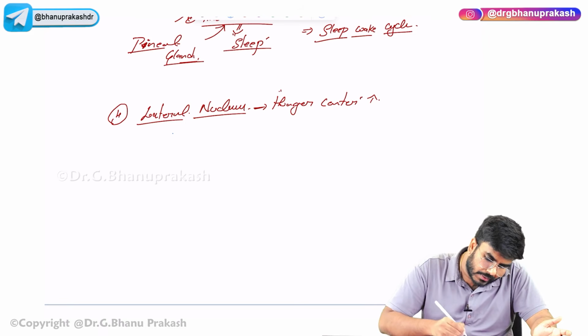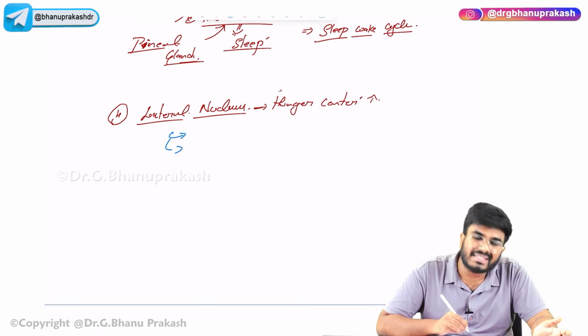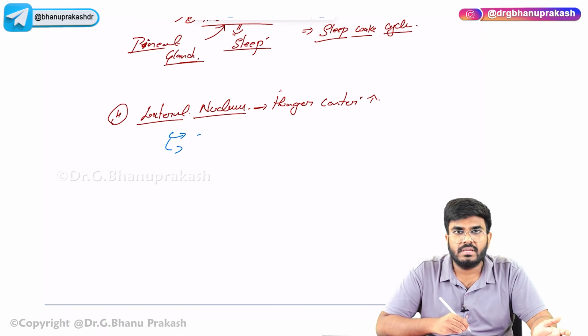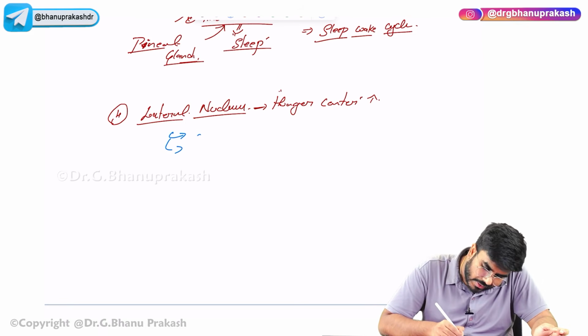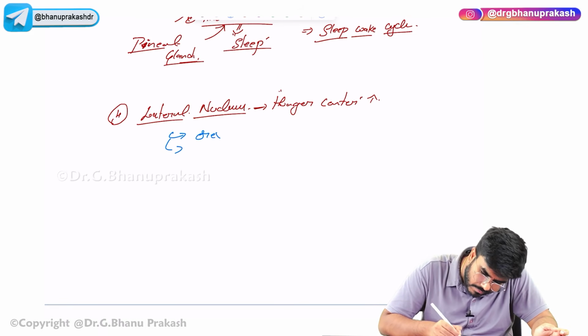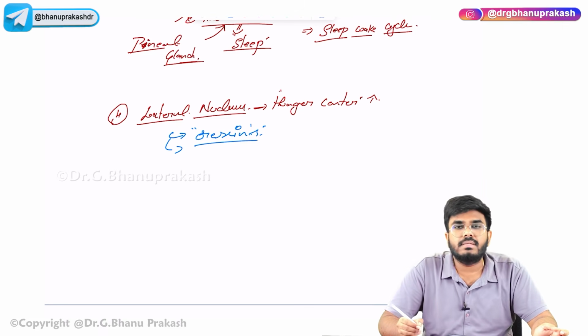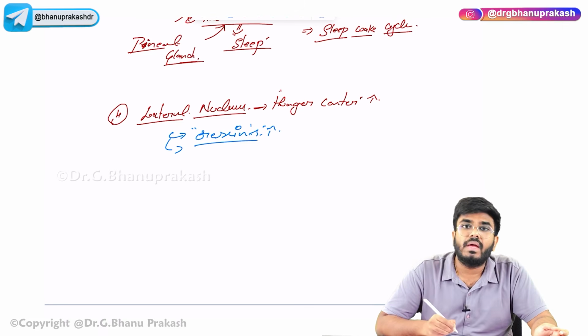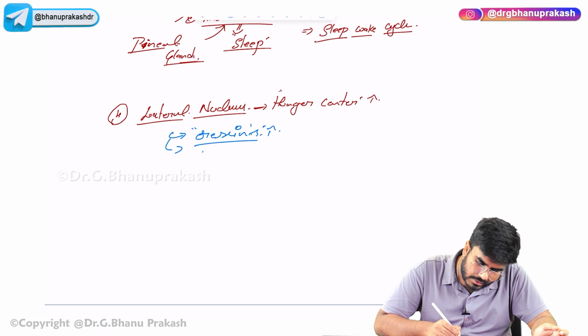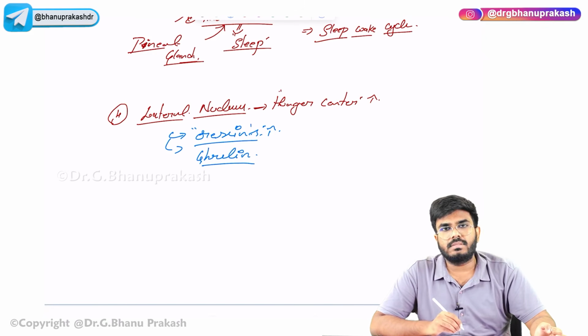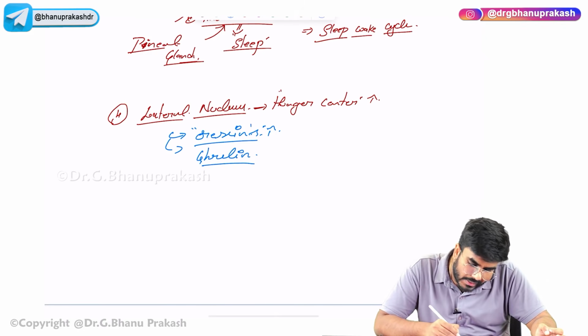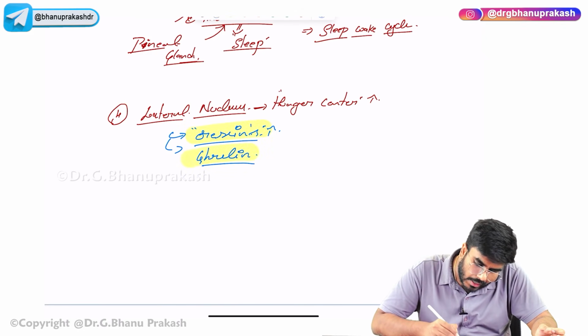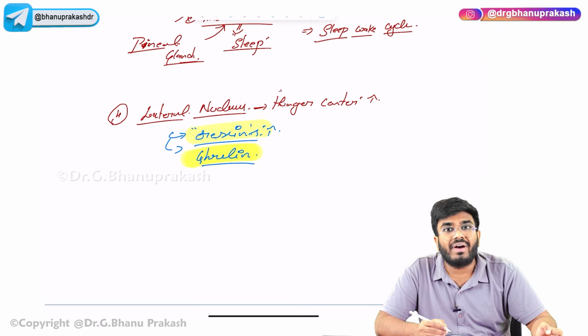I want you to know what neurotransmitters are produced at this level, in this lateral nucleus, which will make you feel hunger. One is orexin. Orexins are going to increase your hunger. Next, not only orexin, also ghrelin. So orexins and ghrelin are going to increase the feeling of hunger.